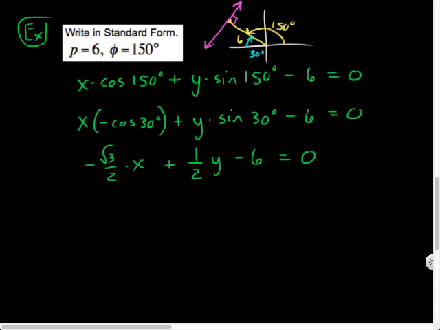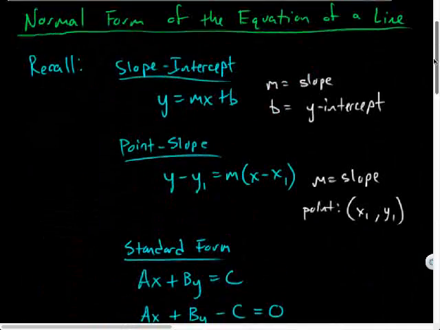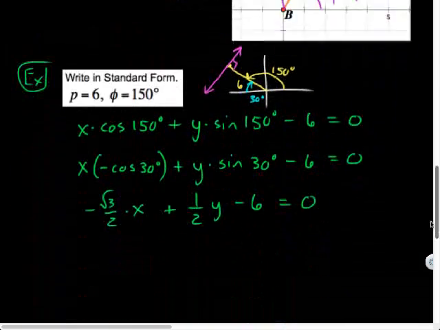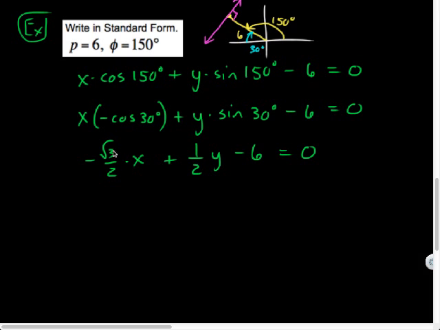Now, you might recall back in the days of standard form that we would typically have a, b, and c as integers. And we also had a greater than 0, which is just some constraints that they had. Now in this case, we won't be able to have a, b, and c as integers because I've got an irrational number there. But I can at least get rid of the fraction part.